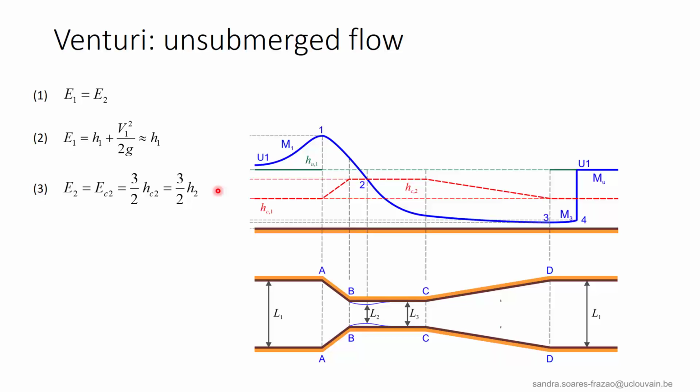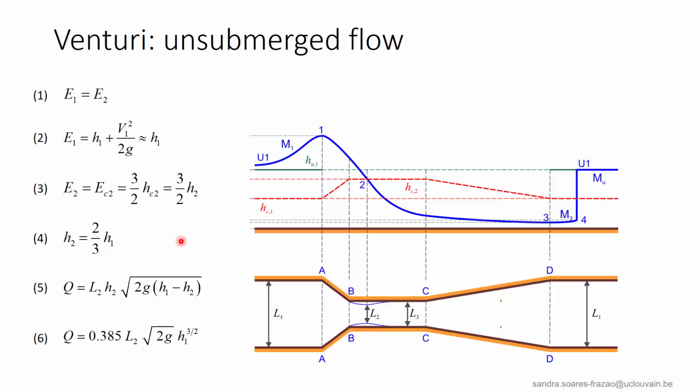E2 is in fact equal to EC2, the specific energy at the critical depth HC2. And as the cross-section is rectangular, we can write E2 or EC2 as 3/2 of HC2 or H2. So, combining equation 1, 2, and 3, we can write this equality here in equation 4.